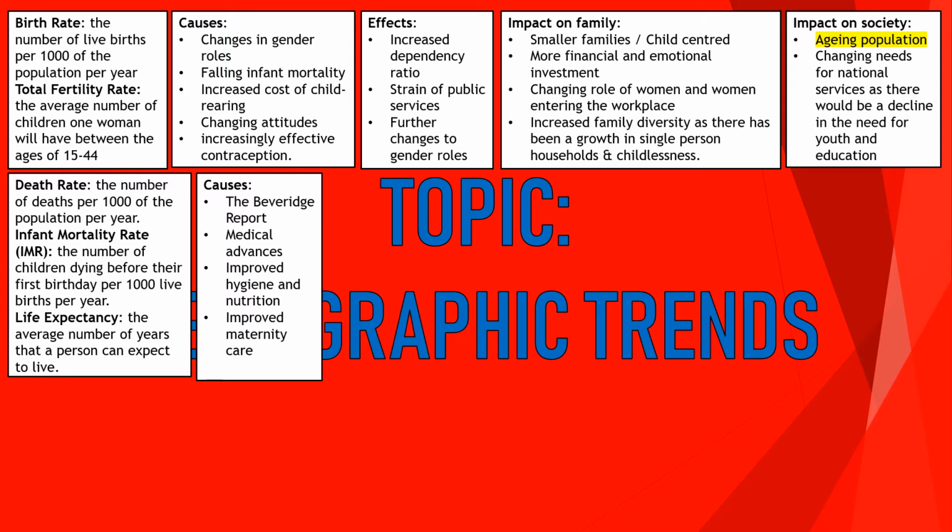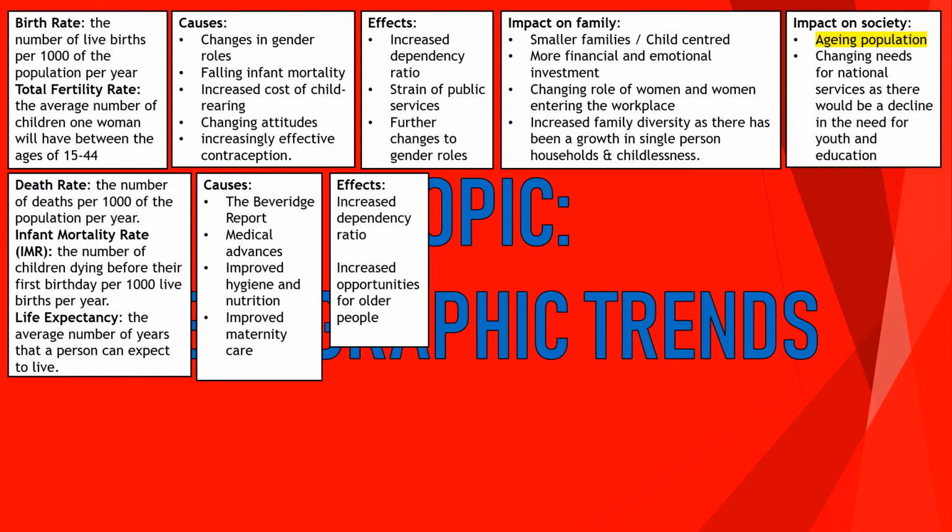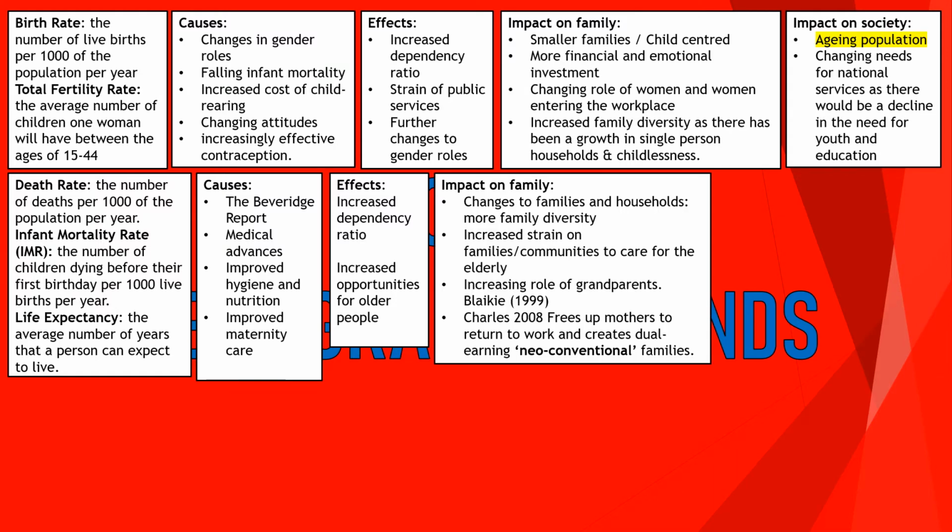Now, the causes of death rate and infant mortality rate dropping and life expectancy rising would be things like the Beveridge report, bringing in the NHS and universal healthcare. Medical advances, improvements in hygiene and nutrition, improved maternity care, and generally as a population we are more aware of our health needs, and we make more of a conscious effort to be healthy. So that also has an impact on lifestyle choices. Now, the effect generally is that dependency ratio will go up. As I say, there'll be more older or dependent population in relation to the working population, but we might also see an increase in opportunities for older people in society generally.